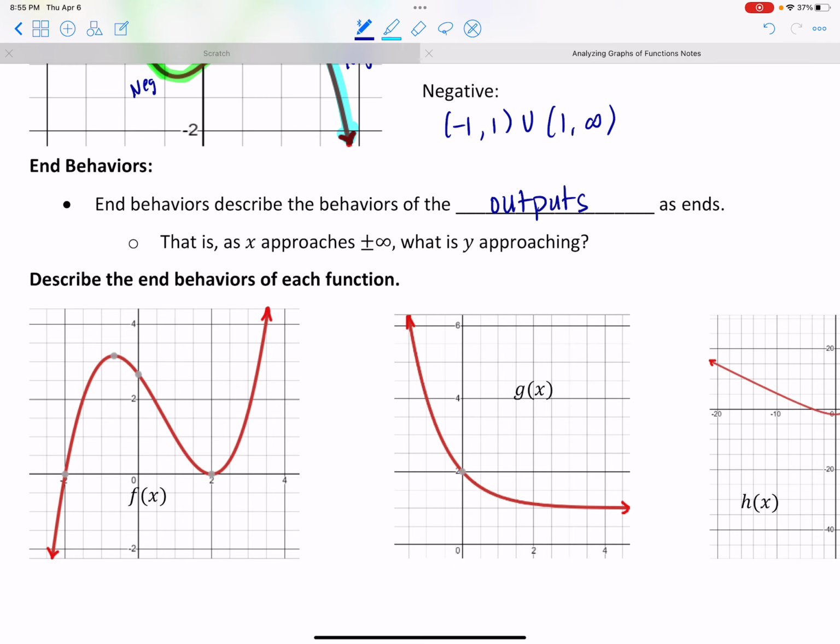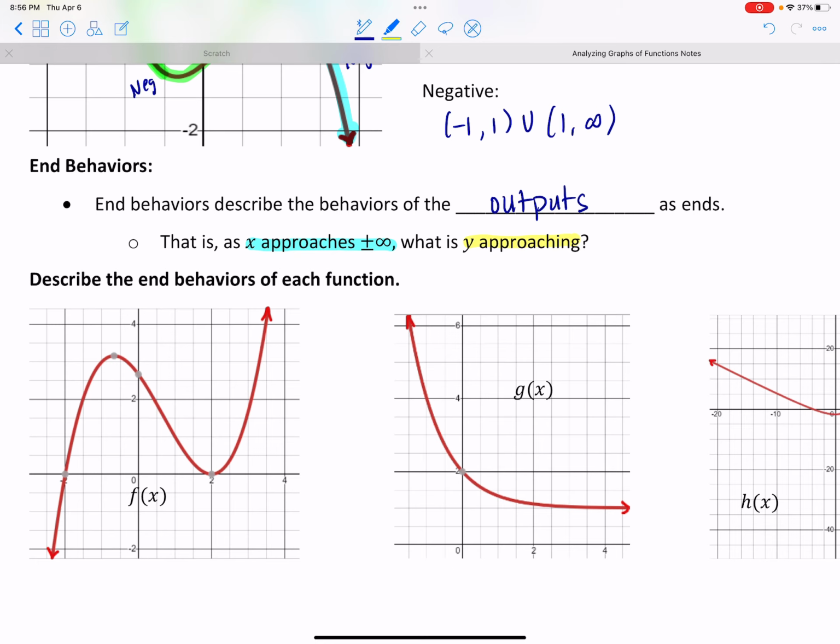Okay, so again, what we're trying to focus on here is as x is approaching infinity or negative infinity, that's the left and right. If we use x's as our point of reference, follow the graph left, follow the graph to the right, where the y is headed. So what is y approaching is the question we're trying to answer with end behaviors.